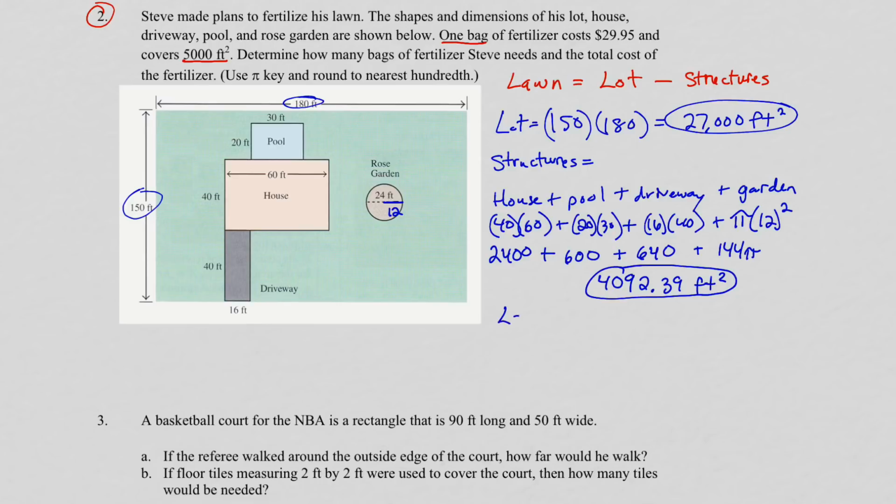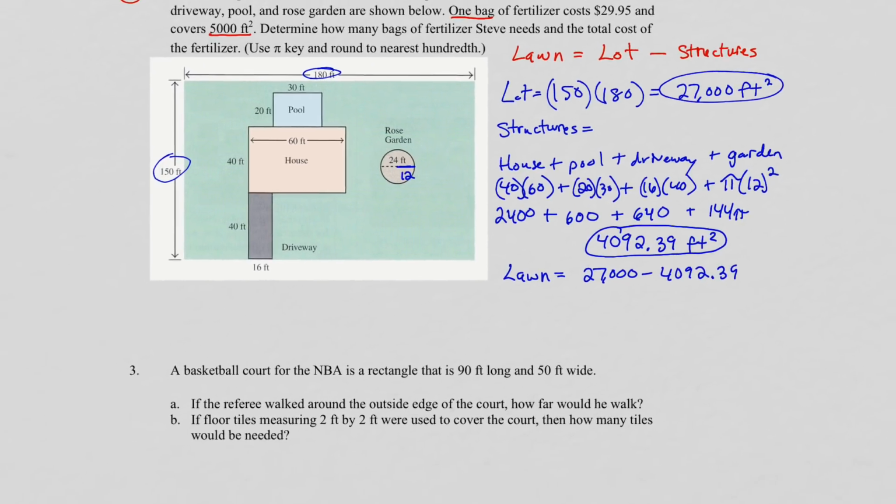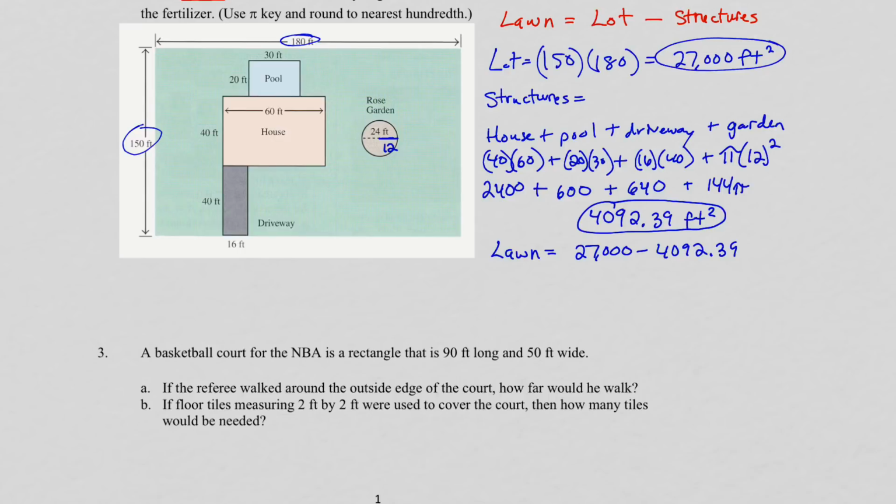Okay, so again, the lawn is going to be 27,000 minus the structures, which gives us 22,907.61 feet square. Okay, so this is how much needs to be fertilized. That's the lawn. So the next question is, well, how many bags are we going to need to cover that if each bag covers 5,000 feet?